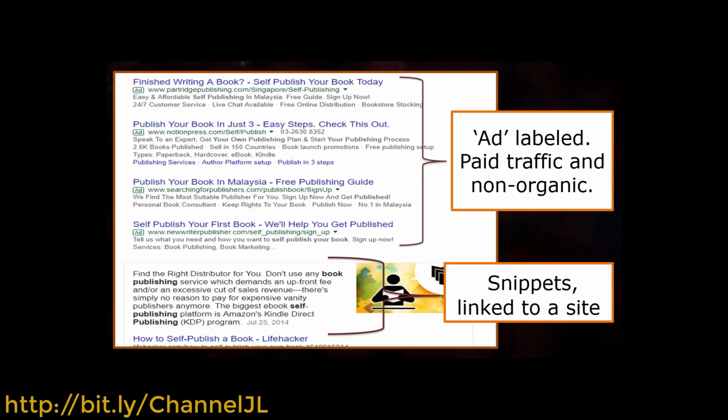Say, for example, you look up in Google browser on how to publish your own book or simply publish your book. You'll see up to 10 search results from the first page. As you can see, the first 4 results have ad labeled beside their link. These are paid traffic ads or simply non-organic results. Further down, as mentioned before, you may even see snippets linked to a site.